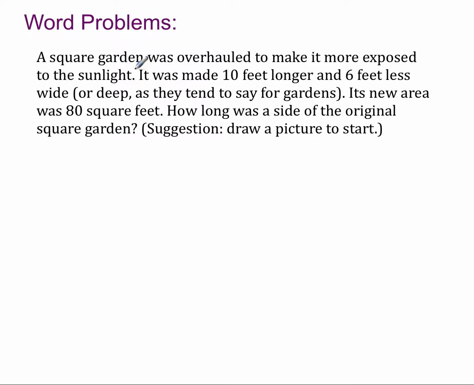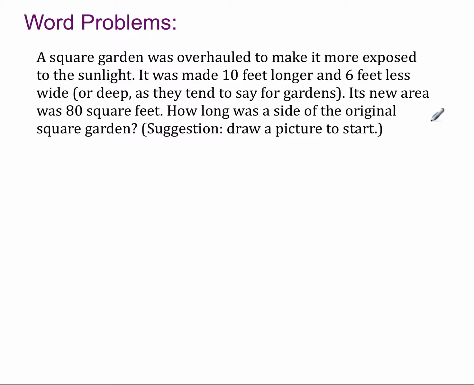A square garden was overhauled to make it more exposed to the sunlight. It was made 10 feet longer and 6 feet less wide, or deep. Its new area was 80 square feet. How long was the side of the original square garden? Suggestion, draw a picture to start.